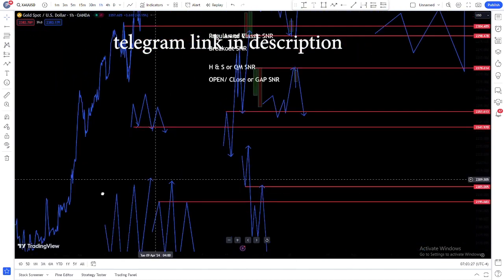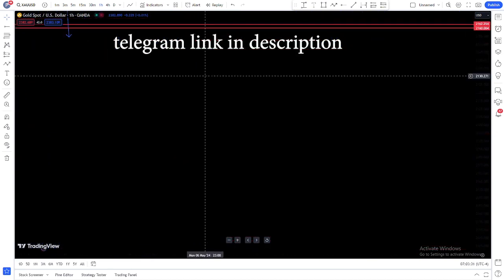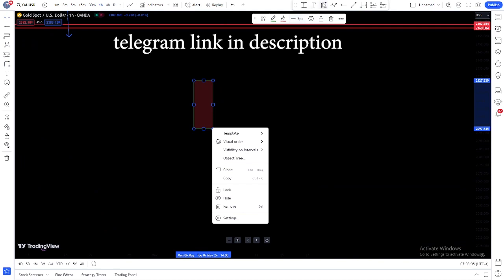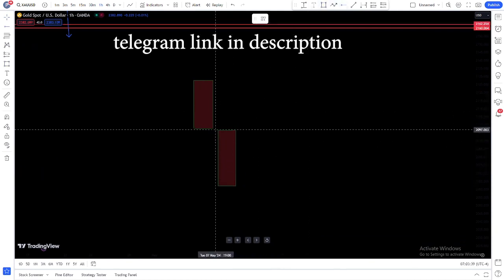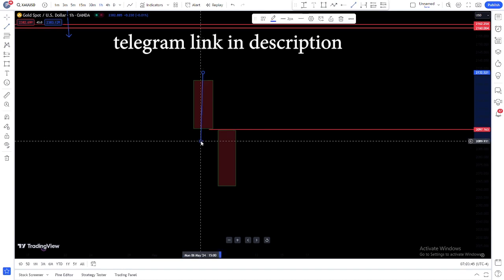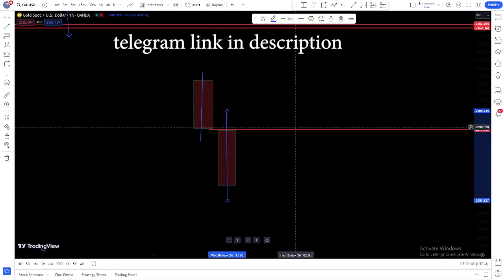Now we are going to talk about open and close. Open and close is when we have two same color candles, like this red candle, and another red candle here. This is the gap also, we are calling it. This is the close and this is the open of this candle, right? So what we expect once the market comes back to this level is a down move.